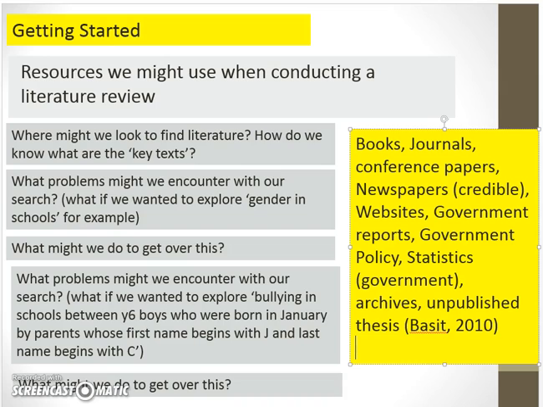However, we might encounter problems if the search is too narrow. For example, if we typed into a search engine bullying in schools between year 6 boys who were born in January by parents whose first name begins with J and last name begins with C, it is highly unlikely that we will get any results.